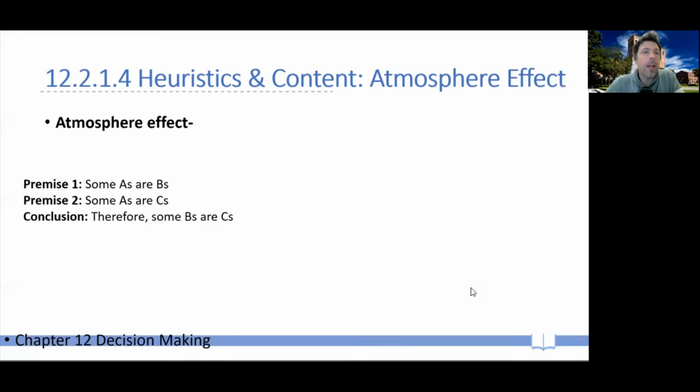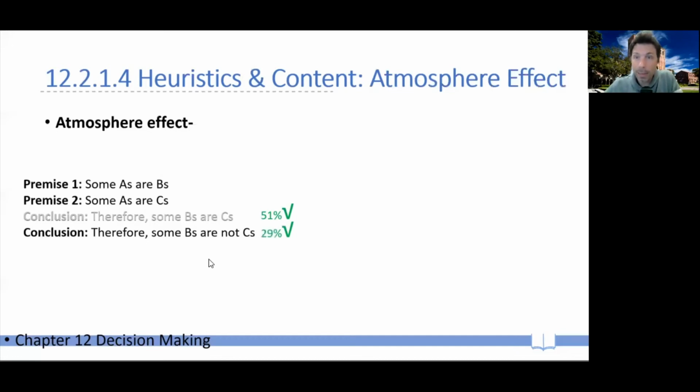Take this argument. Some A's are B's, some A's are C's. Does it follow that some B's are C's? Valid or invalid? Well, if you ask a large group of people, 51% of the time, people will judge this as valid. In fact, the argument is invalid. However, if I just change slightly the conclusion to be, therefore, some B's are not C's, all of a sudden, only 29% of the people judge it as valid.